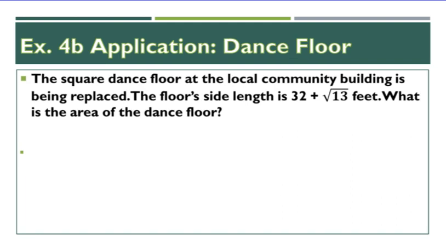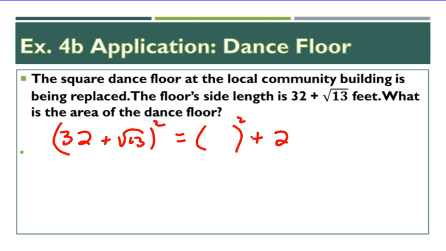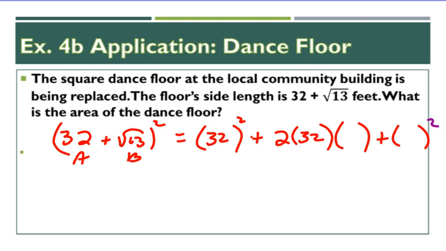And our final question. A square dance floor at the local community building is being replaced. The floor side length is 3 plus the square root of 13 feet. What is the area of the dance floor? So if it's a square, I take my 3 plus the square root of 13, and I square it. And I'm going to use the simplified formula, a squared plus 2ab plus b squared. Again, this is our a, this is our b. So 3 in the first two, and then the square root of 13 in the last two.